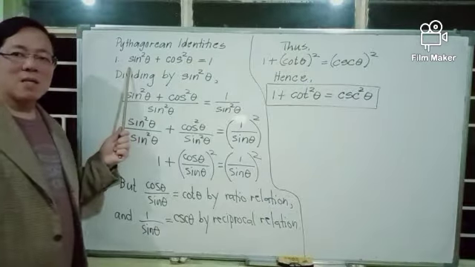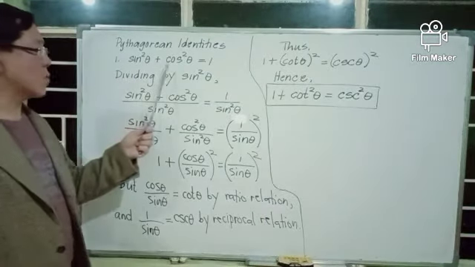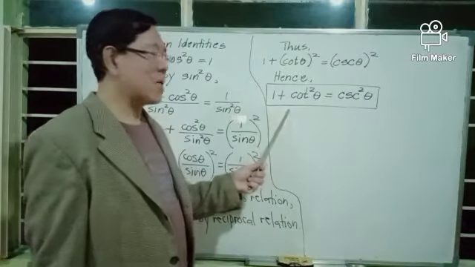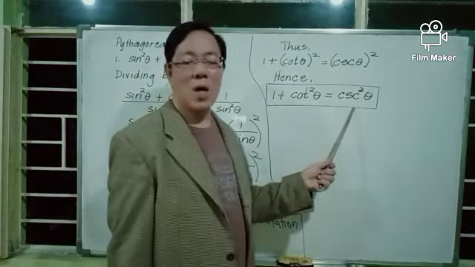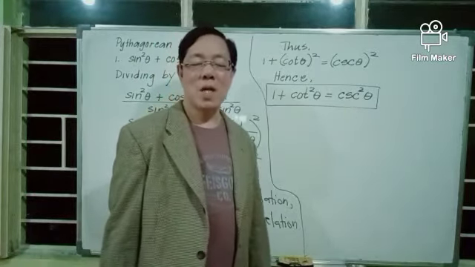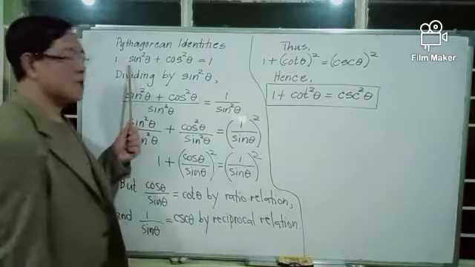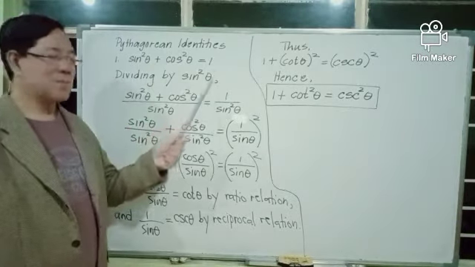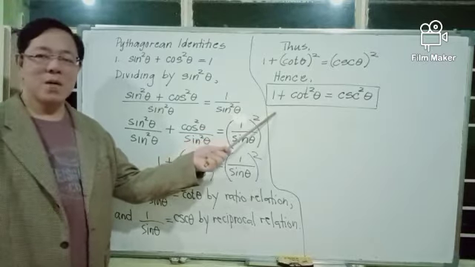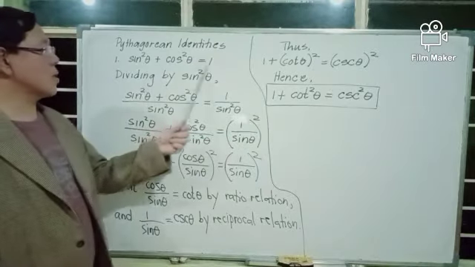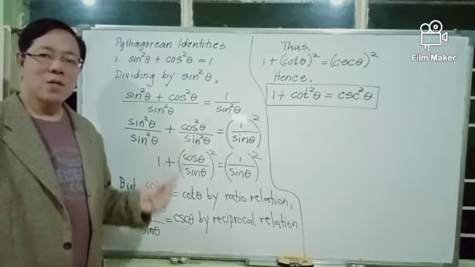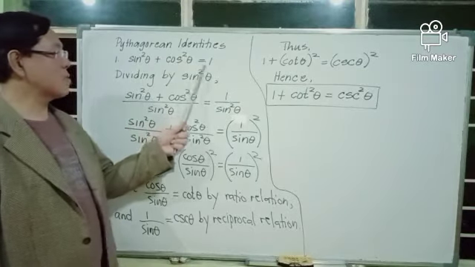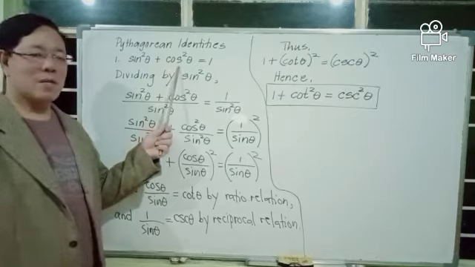The first Pythagorean identity says the square of sine plus the square of cosine is equal to 1. The second Pythagorean identity says 1 plus the square of cotangent equals the square of cosecant. The third Pythagorean identity is also derived from the first Pythagorean identity, sine squared plus cosine squared equals 1. When we derive the second Pythagorean identity, we divide both sides of the equation by sine squared theta. For the third Pythagorean identity, we now divide both sides of the equation by cosine squared theta.